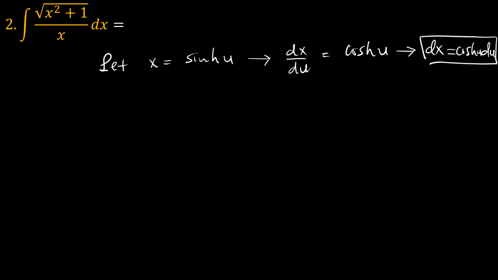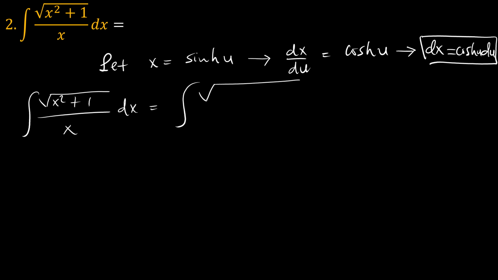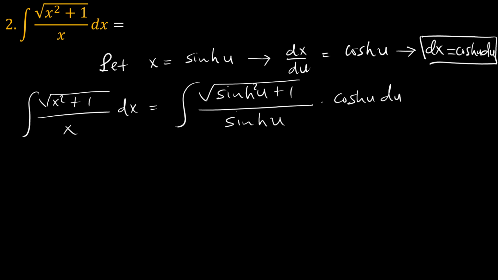Then the next step is to now go ahead and say, okay, if this is what we have in the x domain, right? This becomes the square root of hyperbolic sine squared u plus 1, all over the hyperbolic sine u, times the hyperbolic cosine u du.